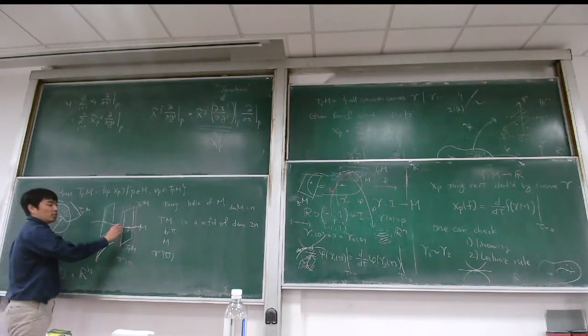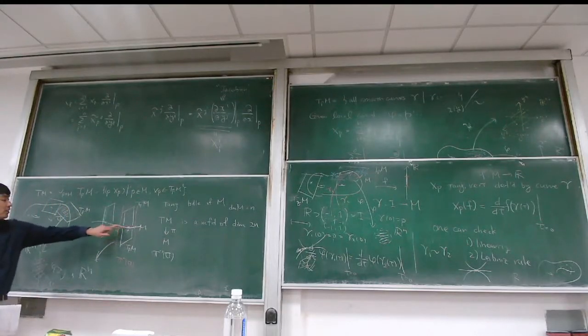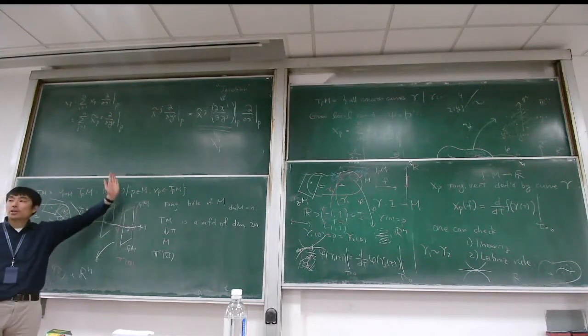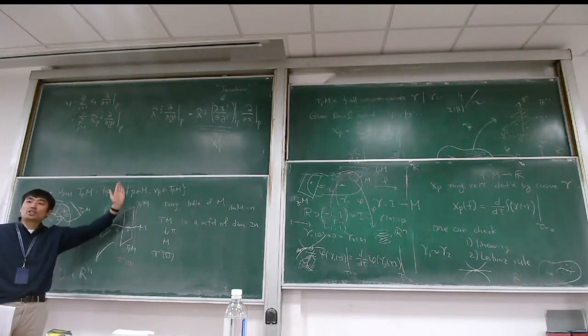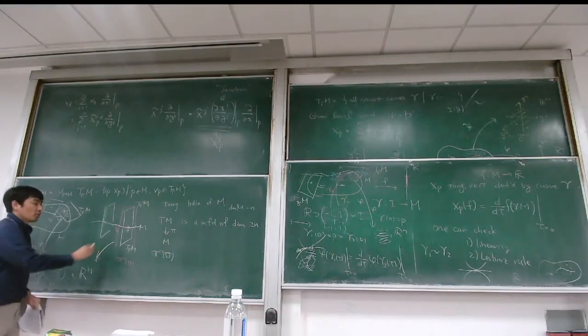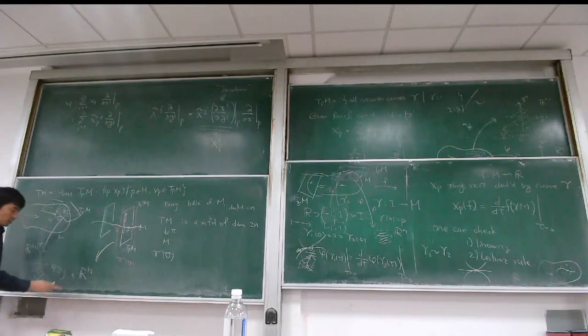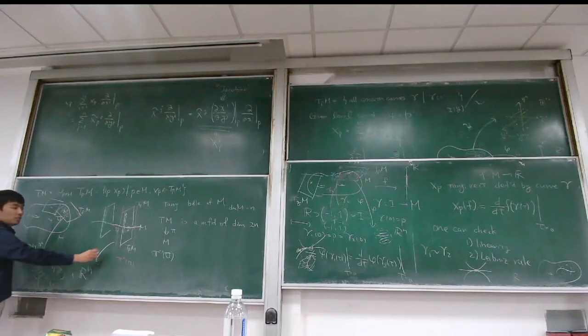So each point is somewhere around here. It's mapped to some point in phi of U. But now we have a direction, called the tangent space direction. So this direction on R^n is parameterized by this space. Okay, so this is a map.